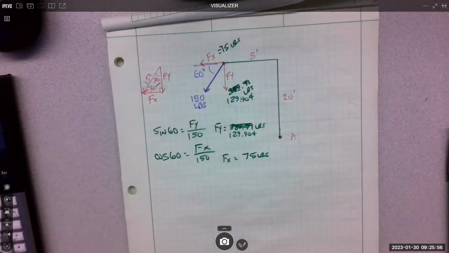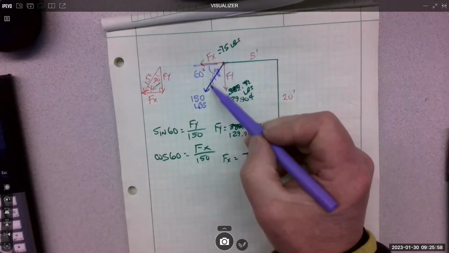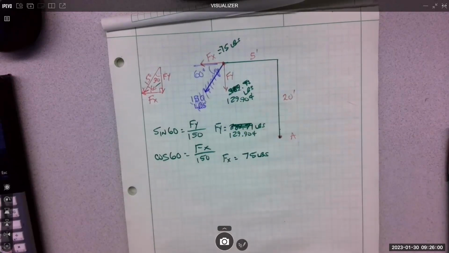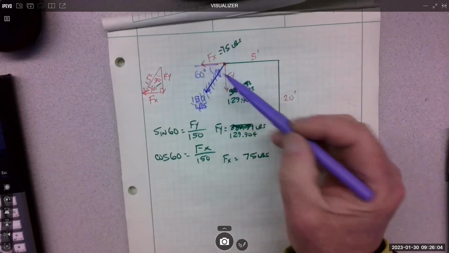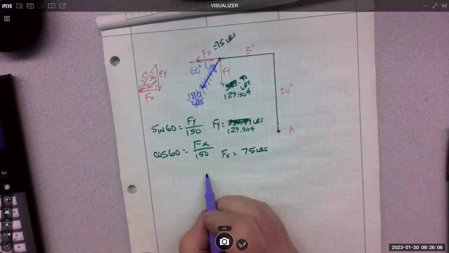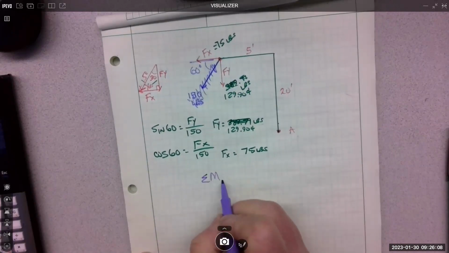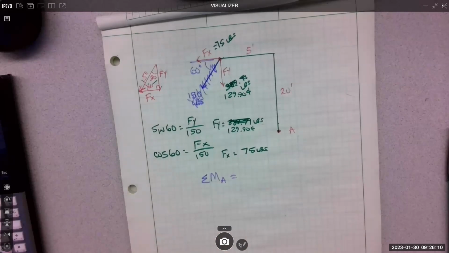All right. So now with this gone, Varignon said, hey, the moment's going to be the same, just use these components. So now I just have to sum the moments at A. And it is summing because now there's two vectors instead of one. We got to get the moment for each vector, right? So let's do the X first.